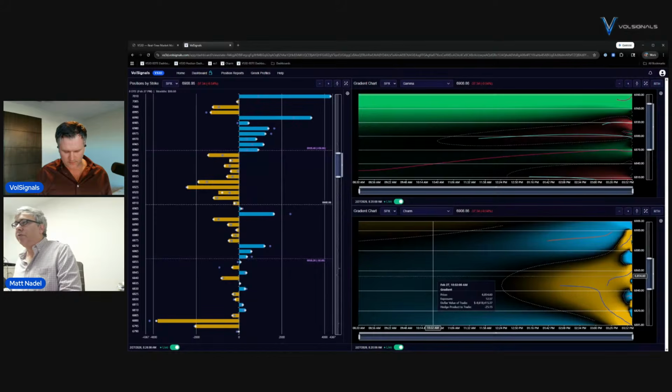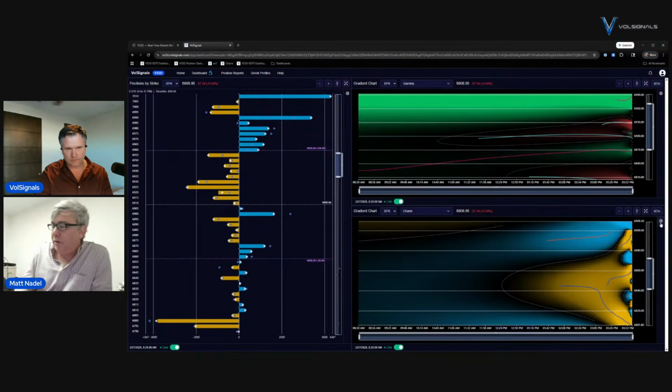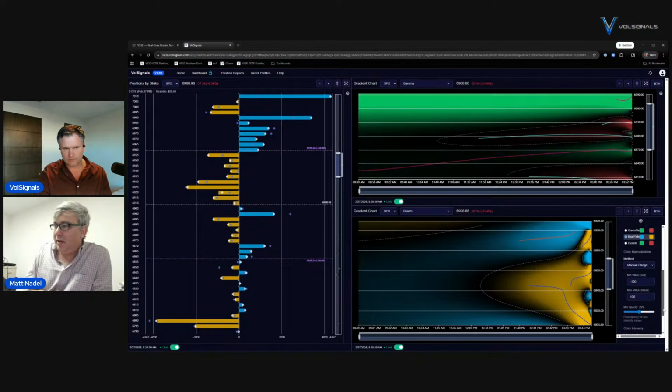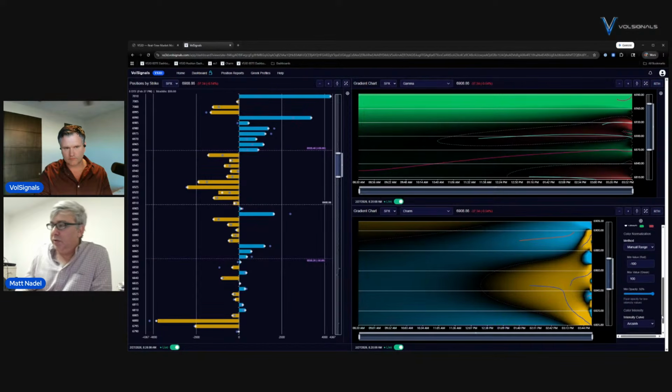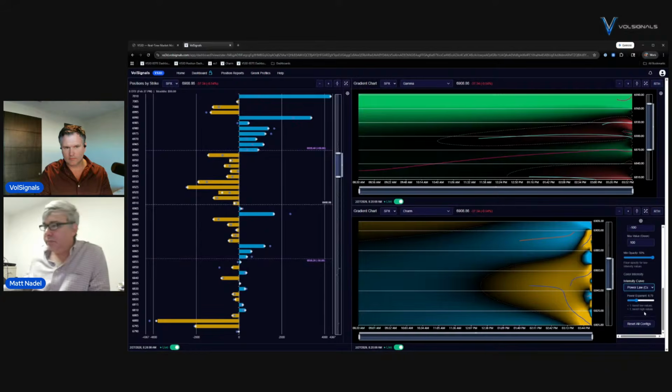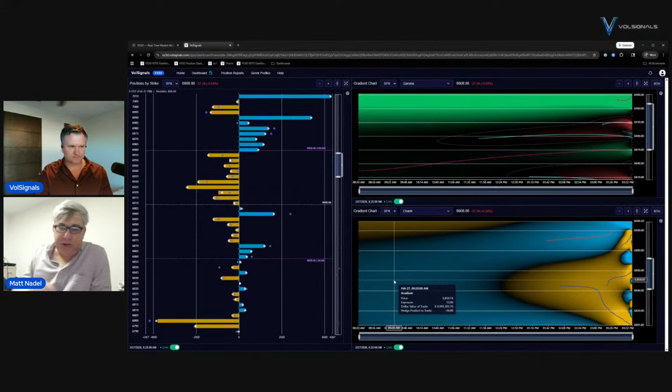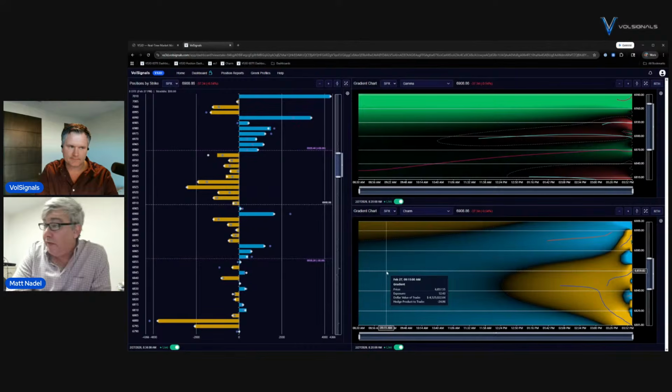But here we go. So charm right here. We don't have a ton of charm right here actually, but it basically tells you what market makers need to do every 5 minutes, all else being equal. So in this case, market makers need to sell about 23 minis. Yeah, I have 23 on mine. 23 minis every 5 minutes.